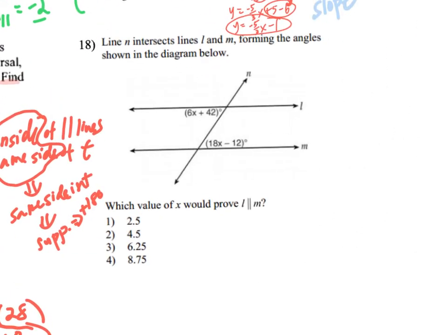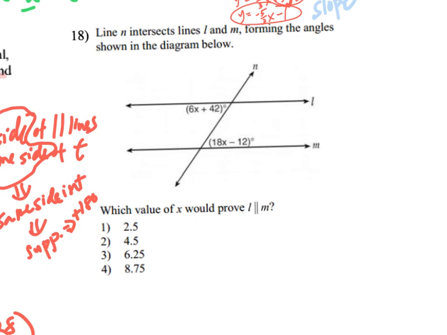Question 18. We have not gone to Unit 18. So question 18 is once again another Unit 3 question. So let me just annotate that. Line N intersects lines L and M, forming the angles shown in the diagram below. So over here, these two angles, they're both on the inside of these lines. So let me just say that they're on the inside, and then they're on opposite sides of this transversal N.